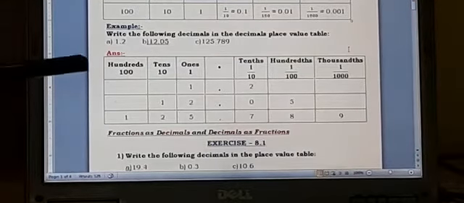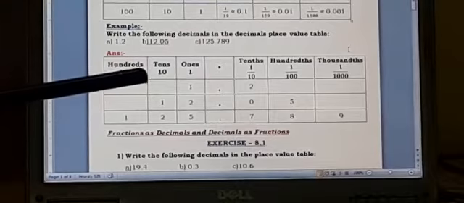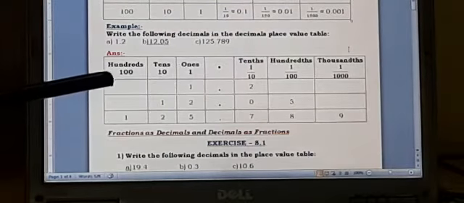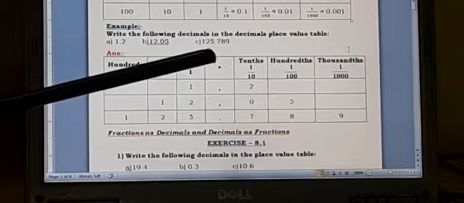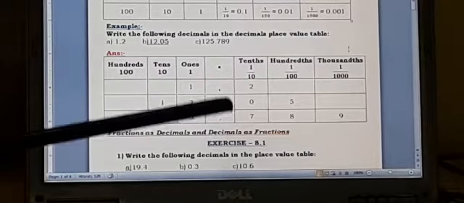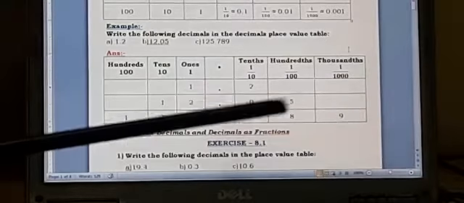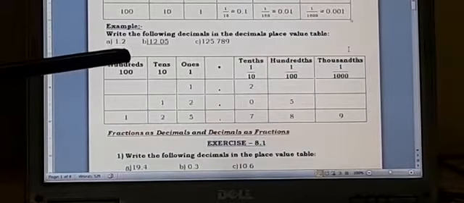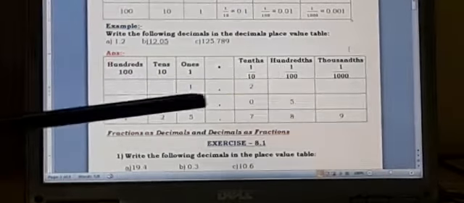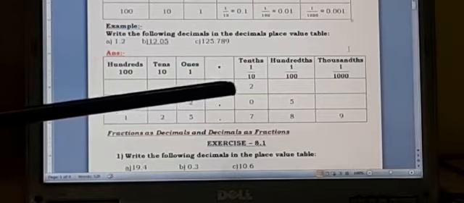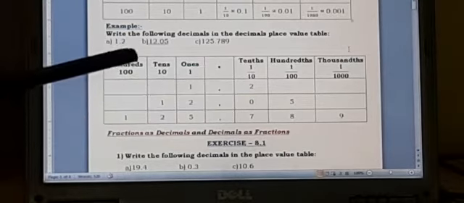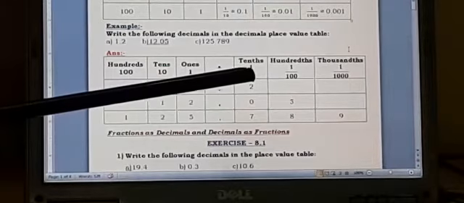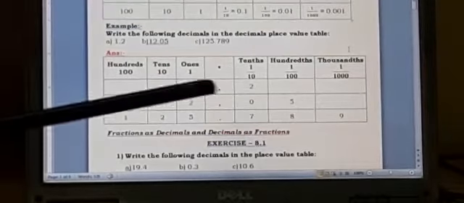Now come to the place value table. Already I have told you ones, tens, hundreds is the usual place value table. So here the decimal point should come. After the decimal point we have to enter the digits. Those place value names are tenths, hundredths, thousandths. Now we can enter the decimal numbers. First one, 1.2. 1 should be written in the ones place. Keep the decimal point. After the decimal point, 2 is there, that you have to write in the tenth place.